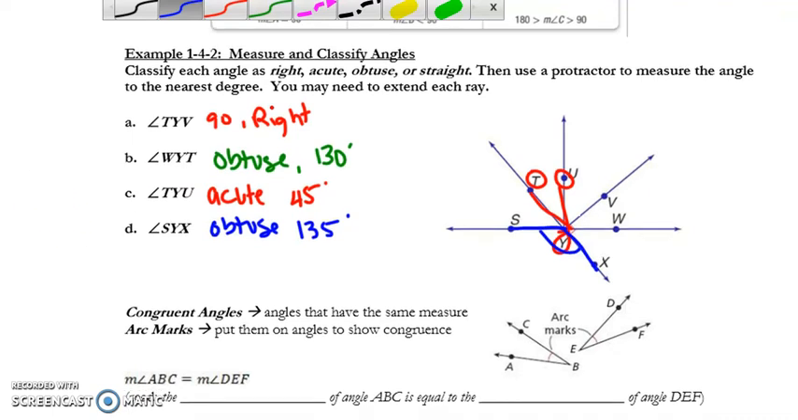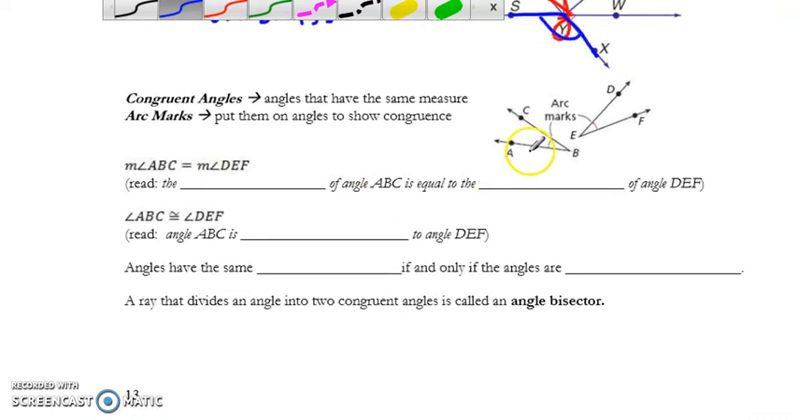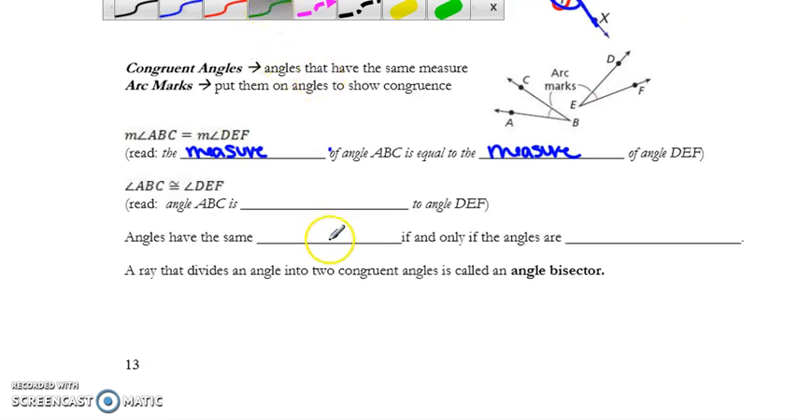Now, the other thing that angles may have is what we call arc marks. And arc marks just mean that they are congruent. So congruent angles have the same measure. So these would be equal in their measurement. So we would read this as the measure, the M stands for measure, of angle ABC is equal to the measure of angle DEF. We only use the M and the equal sign when we're talking about measure. Equal signs go with measure, with actual values.